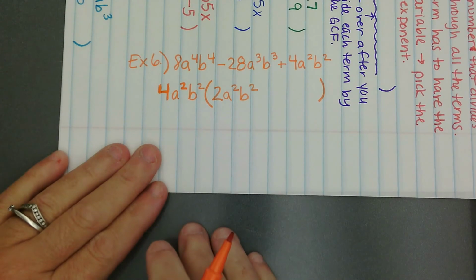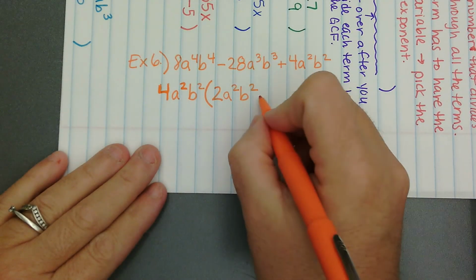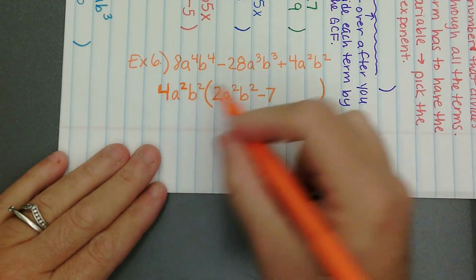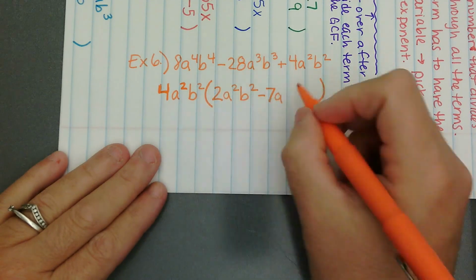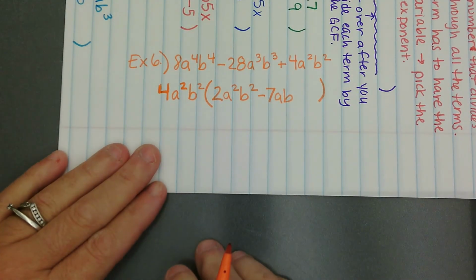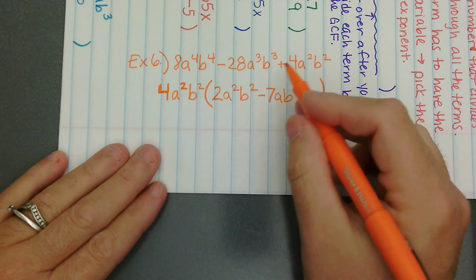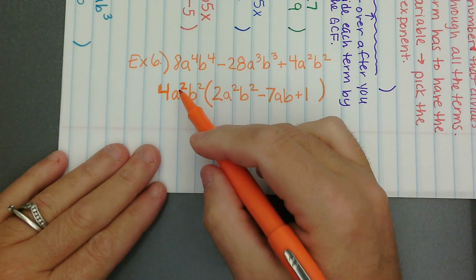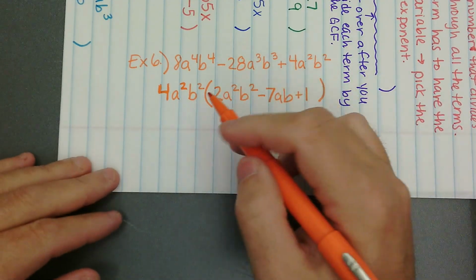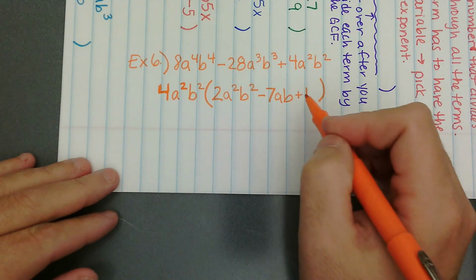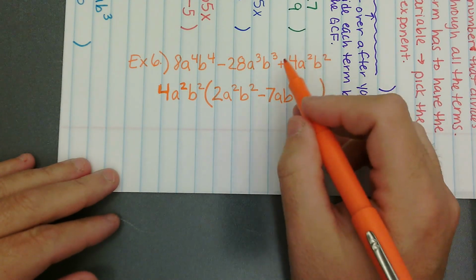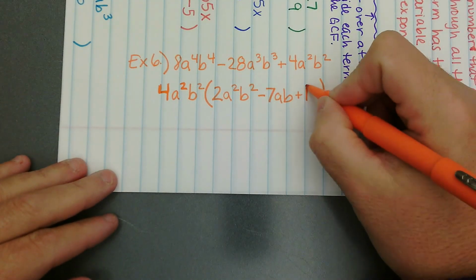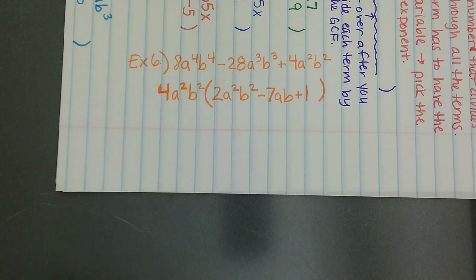There's our first term. Ooh, I better write smaller. Minus sign. 28 divided by 4 is 7. a cubed over a squared is a, and b cubed over b squared is b. Last term. 4 divided by 4 is 1. a squared over a squared is 1, and b squared over b squared is 1. So you have to have a placeholder of 1 there, because this term divided by itself is the whole number 1. Don't forget that that means something. You need to have that term there.